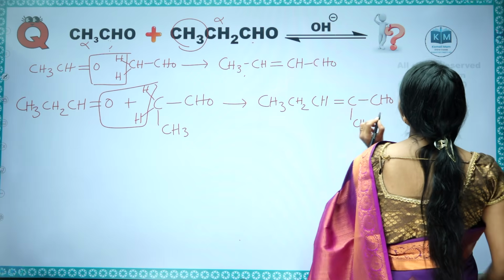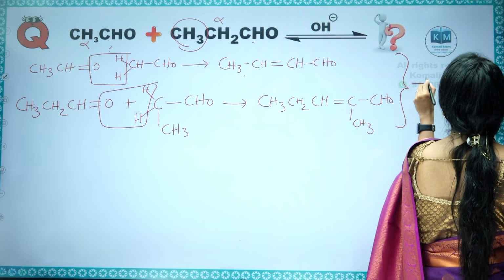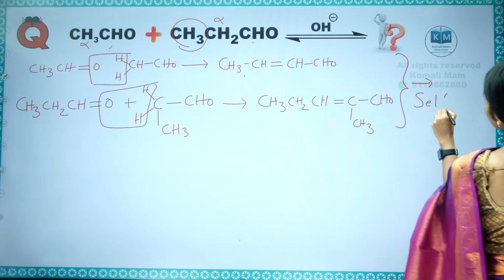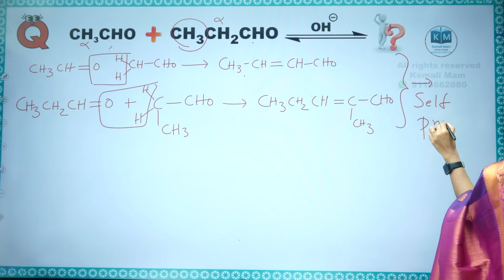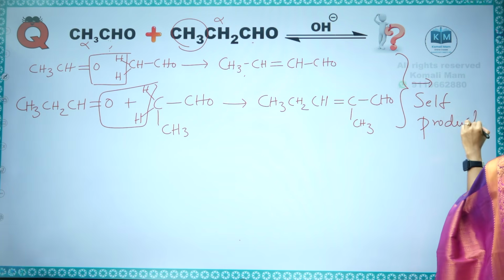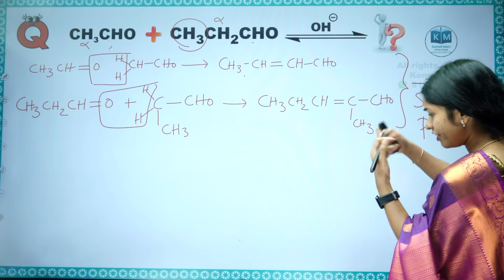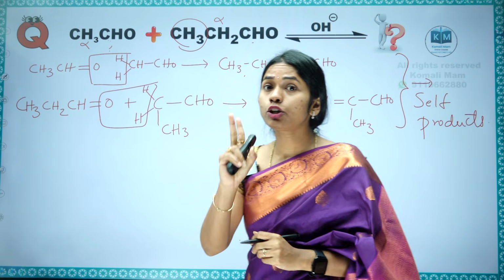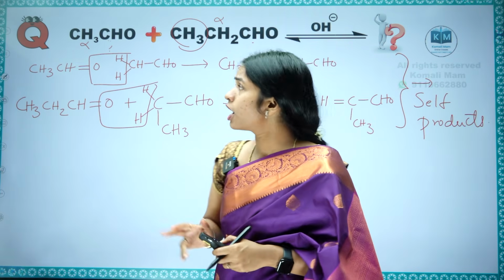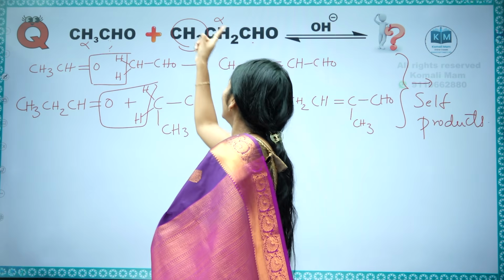These two are self products. Are you getting my point? What are these? Self products. These two are self products, reacted with themselves. Now, another two cross products. What are those two cross products? Aldehyde and ketone.